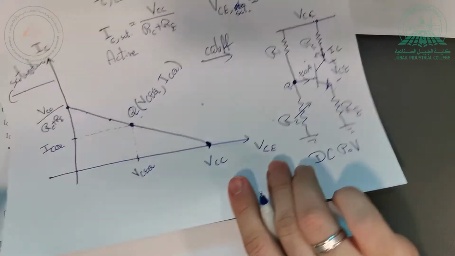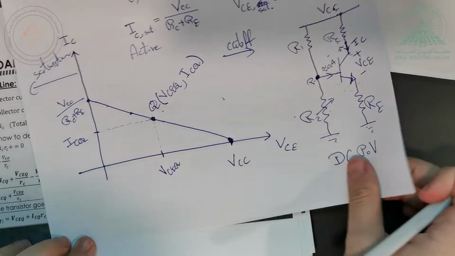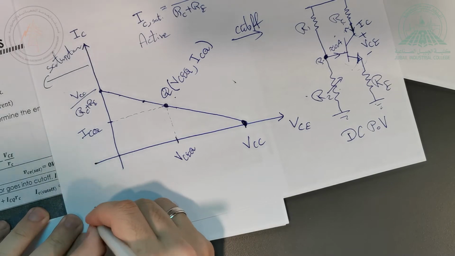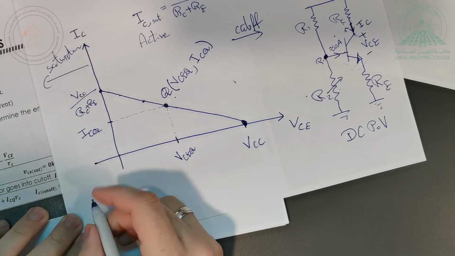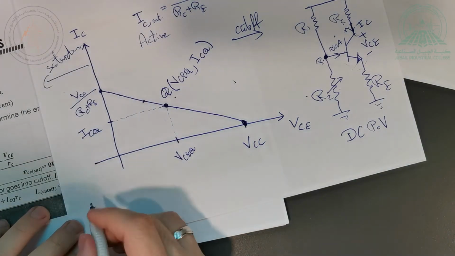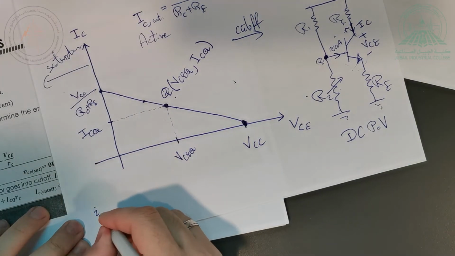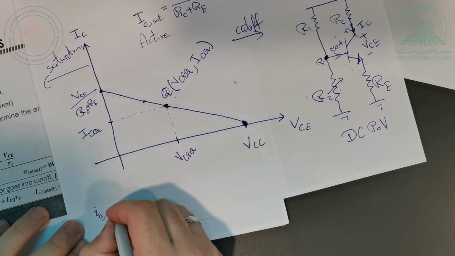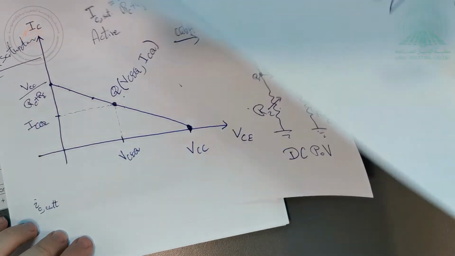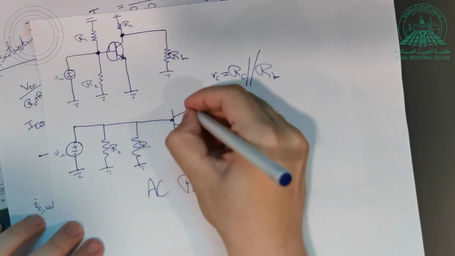Now, small letter means it's AC. Capital letter means it's DC. So IC cutoff. What do you think is going to be when the transistor is cut off here or here? When this transistor is cut off, how much is this current?